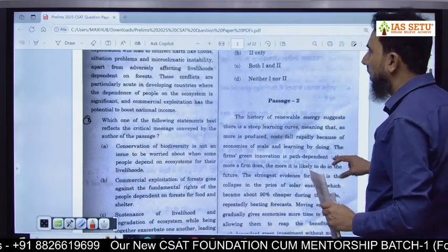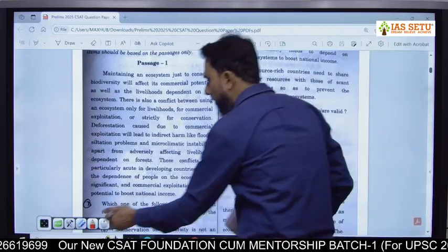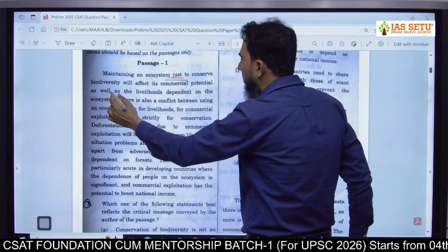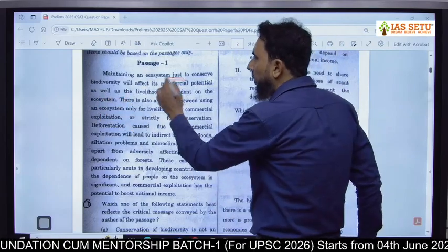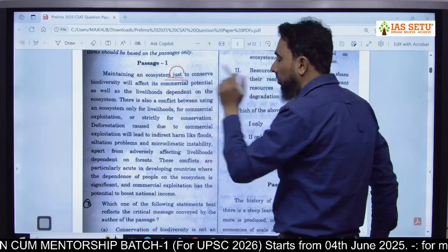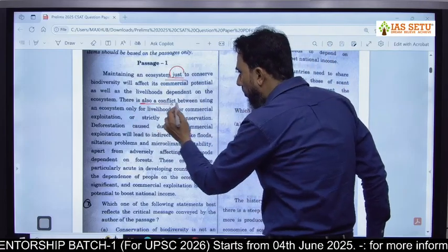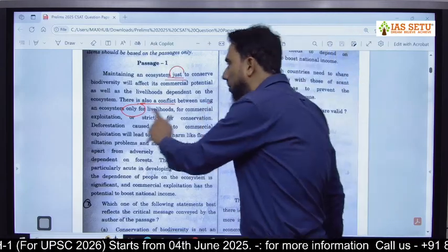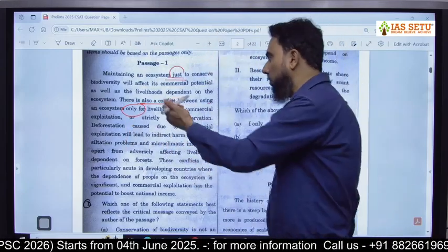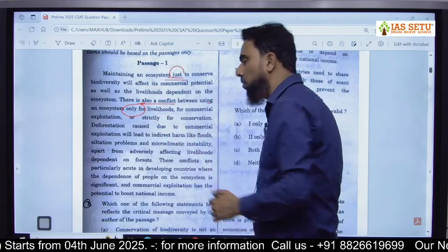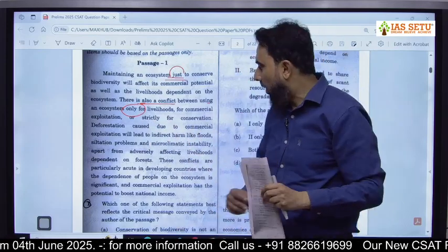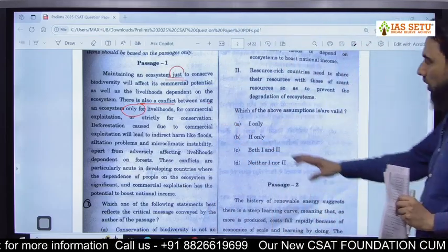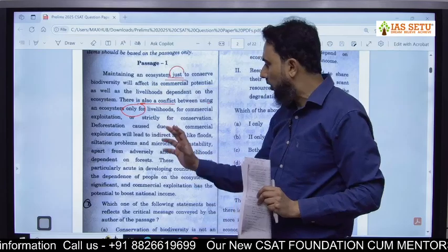And the author says that the balance is, look at the language here, maintaining an ecosystem just to conserve biodiversity will affect its commercial potential, right? So just to conserve the biodiversity will not be good. Similarly, he says there is also a conflict between using an ecosystem only for livelihoods, that will again create problem. For commercial exploitation, only for commercial exploitation, again a problem, or strictly for conservation. So it means he is taking a middle of the road approach, and he wants to talk about the balance there.